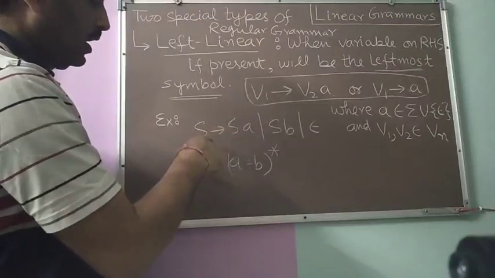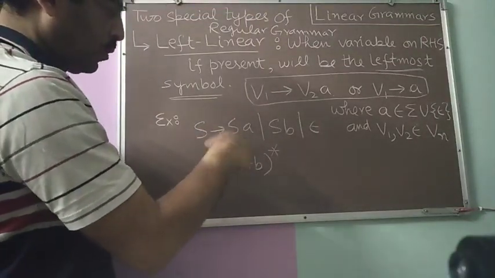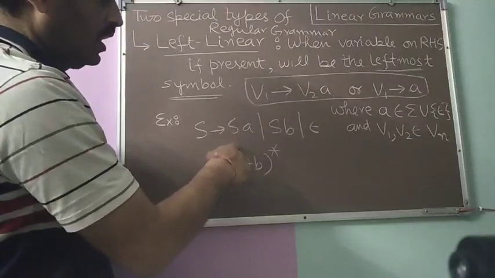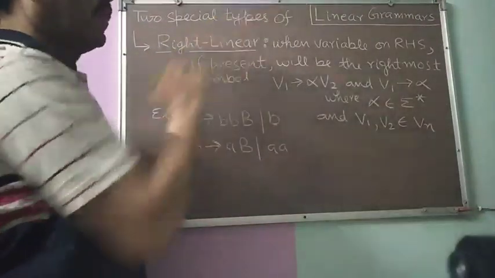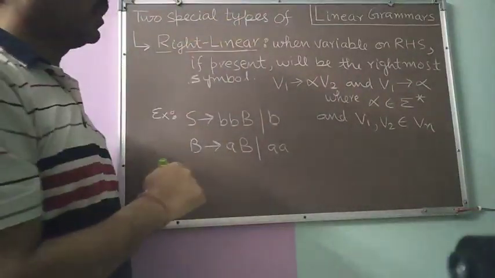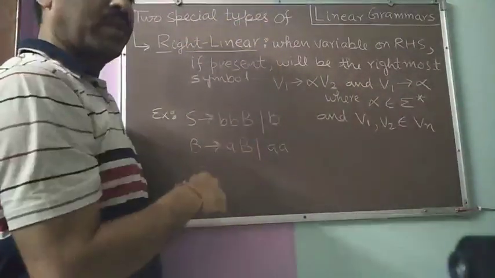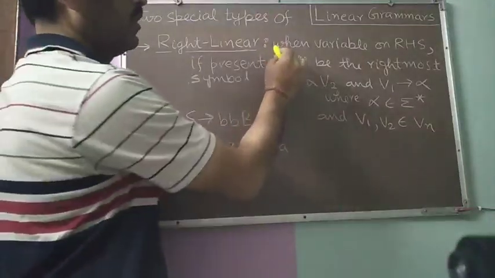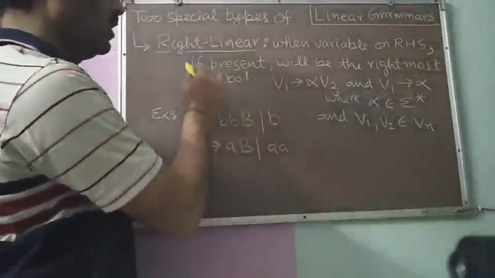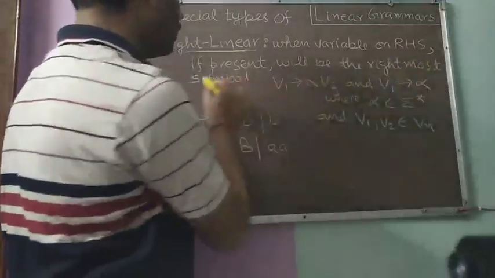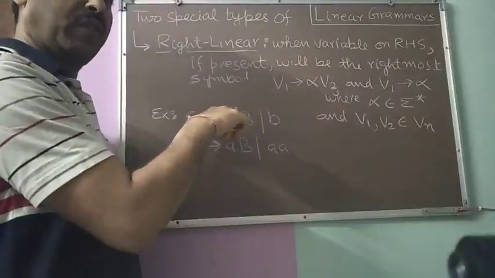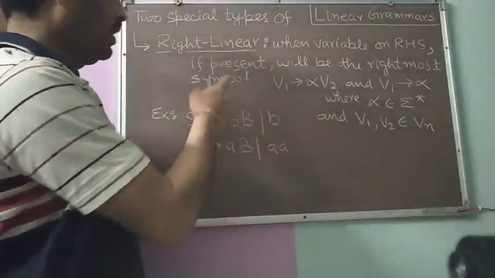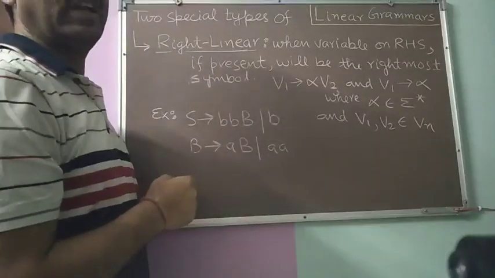And here we are looking at that all the variables, if present on the right hand side, are present as the leftmost symbol. Now the second special type of linear grammar is the right linear grammar. A linear grammar will be said to be a right linear grammar when the variable on the right hand side, if present, will be the rightmost symbol. In the previous definition, we have seen that it should be the leftmost symbol. But if it is not the leftmost symbol, but the rightmost symbol, then the grammar is called right linear grammar.